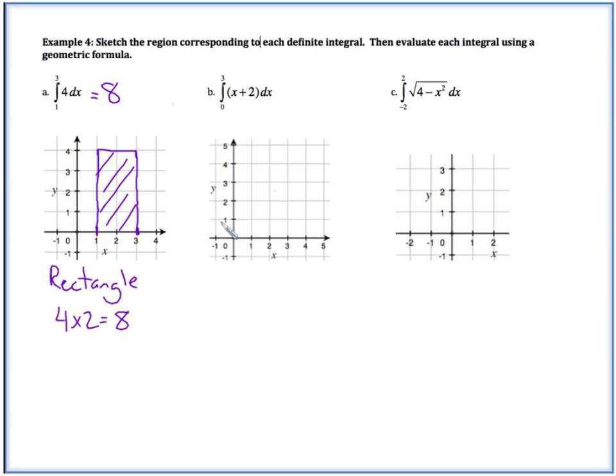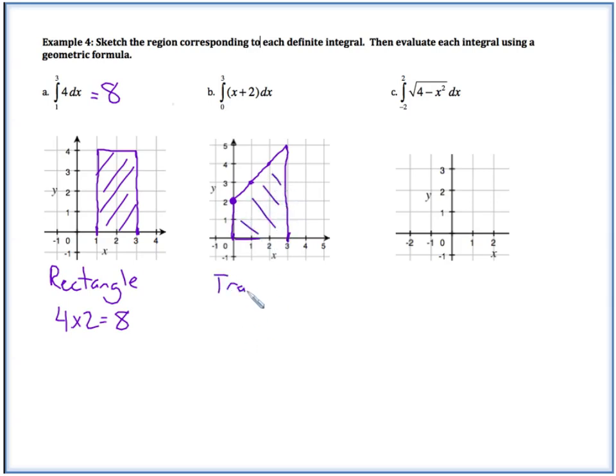Now our next one goes from 0 to 3, and that's going to be of x plus 2. So let's plot the function x plus 2. So it's going to start at 2 and it's going to go up, rise over run, right, up 1 over 1. Okay, so there is our function, and it's going to be bounded by the vertical lines x equals 0 and x equals 3 and the x-axis. And now we're looking for this area.